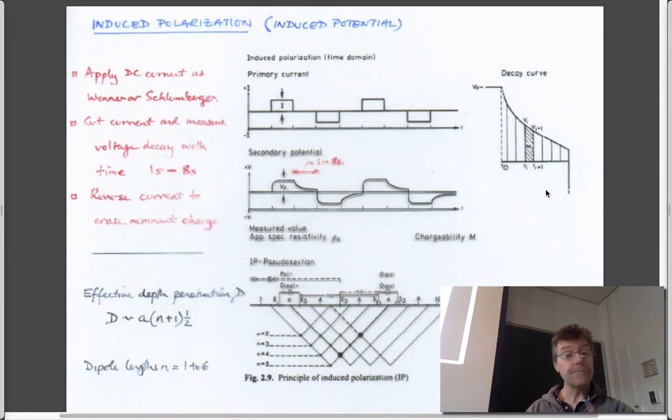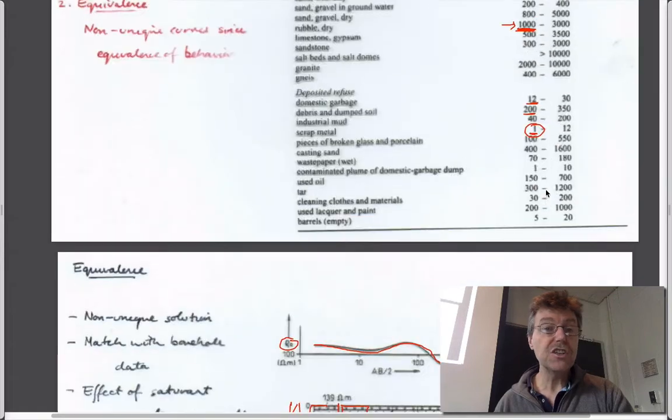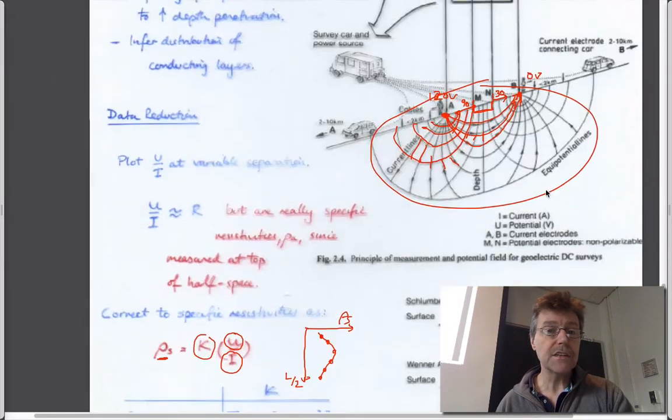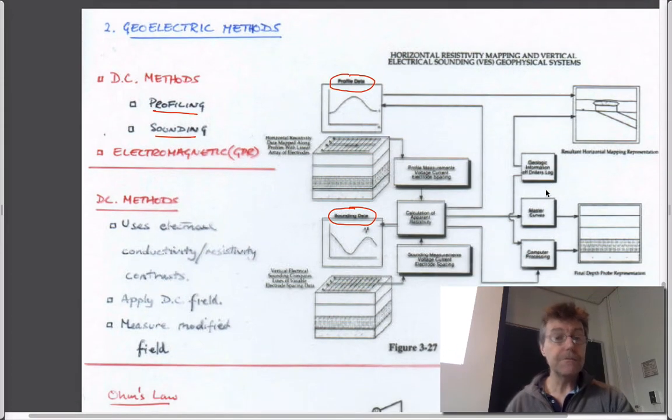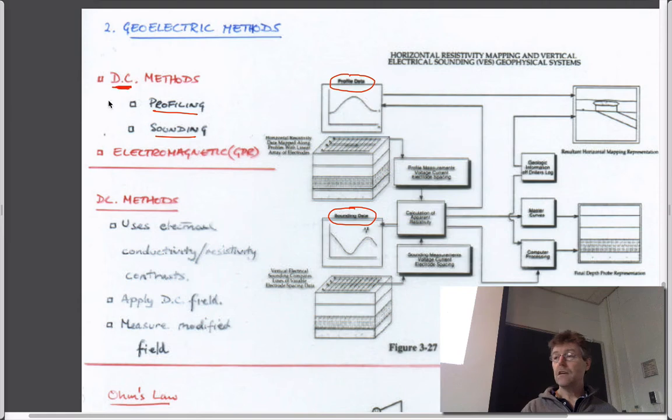Okay. We said we're talking about geoelectric methods, and I skipped over this quickly. But geoelectric methods come in a variety of flavors. The ones that we've talked about so far are direct current methods. A battery in a car is direct current.